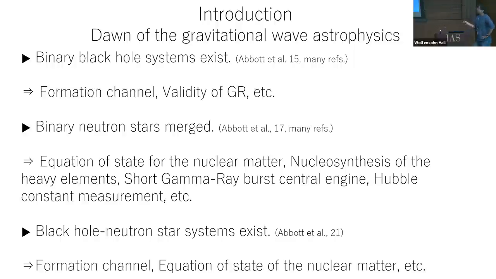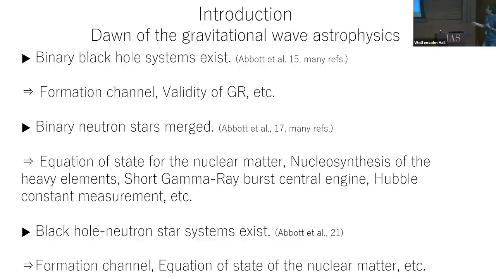For binary neutron star mergers, we knew they exist, but this is the first time we saw the merging moment of a binary neutron star. This event brought a bunch of things to us as well. For example, this observation gave a stringent constraint on the equation of state of nuclear matter. And we confirmed that the binary neutron star merger is a nucleosynthesis site of heavy elements. This links to the so-called rapid neutron capture process, or r-process, and the kilonova or macronova, which was observed in this event. And we also confirmed that the binary neutron star drives short gamma-ray bursts. This is a smoking gun of the so-called merger hypothesis.